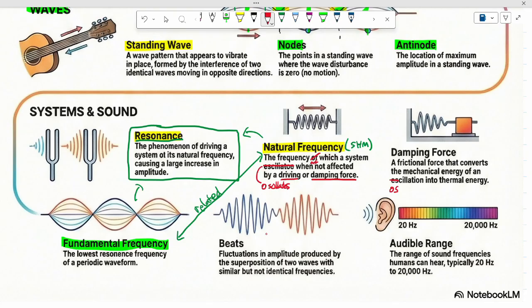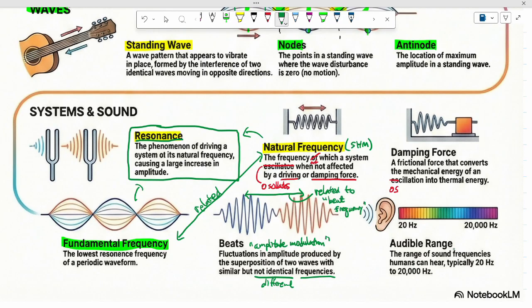Please take a listen. It's fluctuations in amplitude, or amplitude modulation, that's produced by superposition or interference of two waves of similar but not identical frequencies. The difference in the frequencies becomes the beat frequency. So this separation is related to beat frequency.